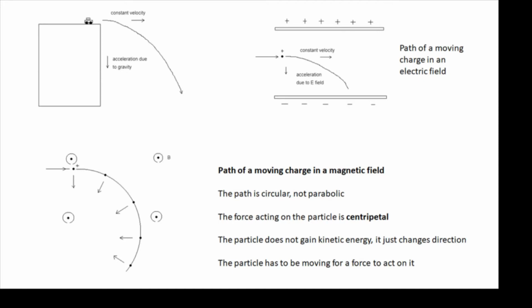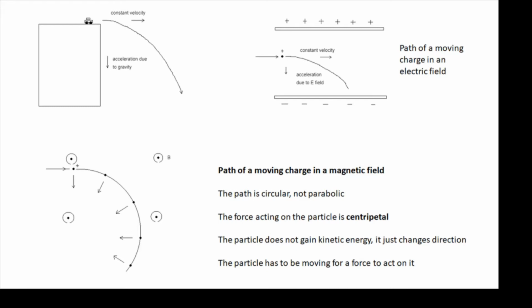Imagine driving a car off a cliff. Horizontally, ignoring air resistance, it'll go at a constant velocity, vertically it will accelerate due to gravity, and the result will be that the car will do a path called a parabola. Its path will be parabolic.